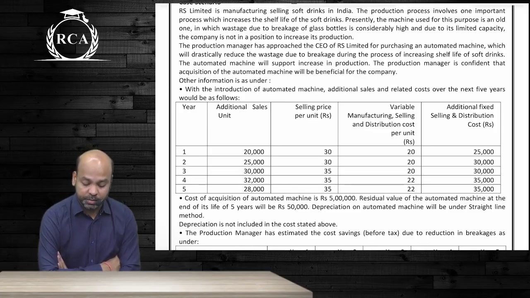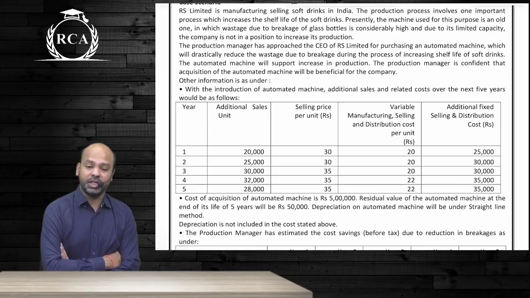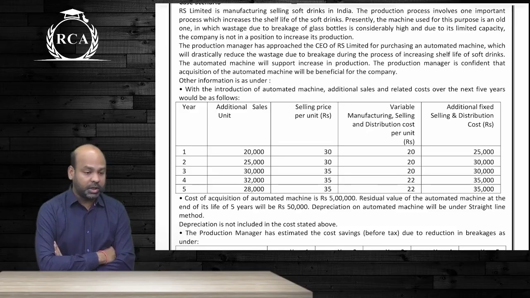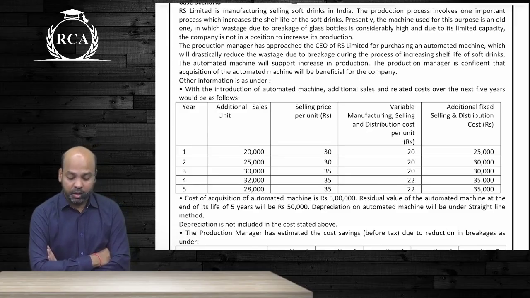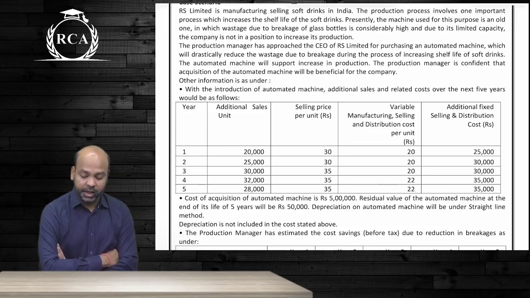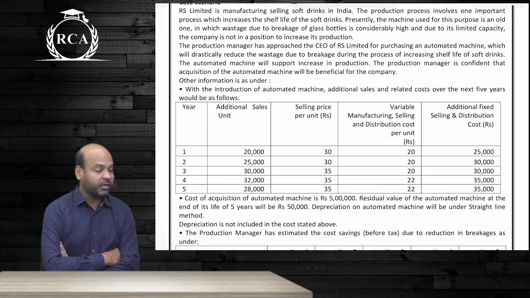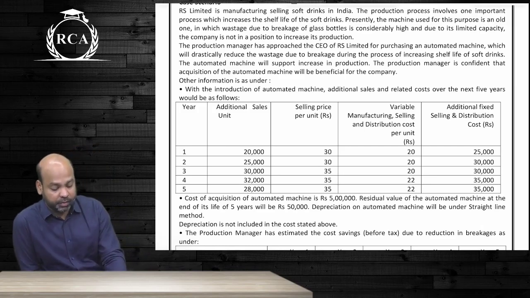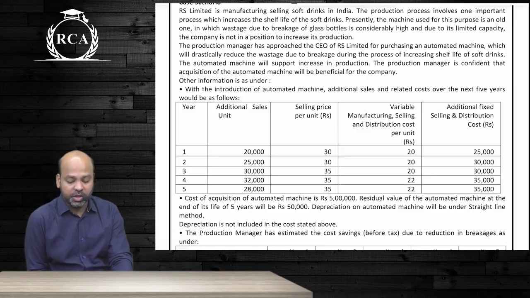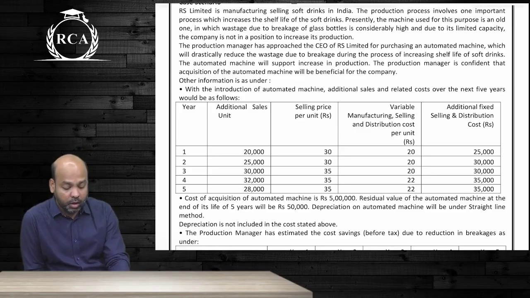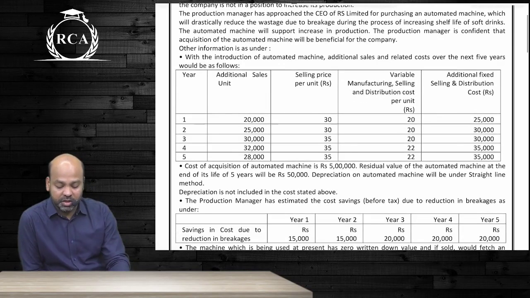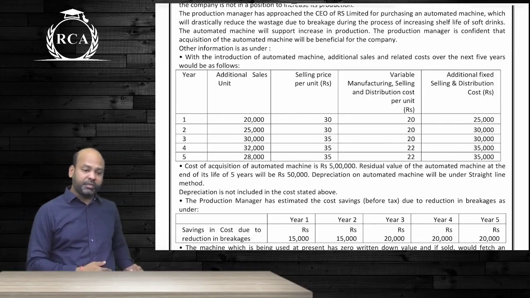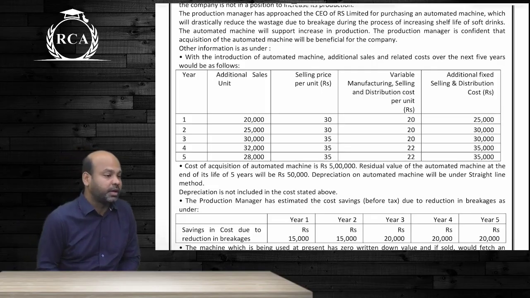The production manager has approached the CEO of RS Limited for purchasing an automated machine, which will drastically reduce the wastage due to breakage during the process of increasing the shelf life of soft drinks. So you have realized that this is a question of capital budgeting, investment decisions, guys. The automated machine will support increase in production. Production manager is confident that the acquisition of the automated machine will be beneficial for the company. With the introduction of automated machine, additional sales and related costs over the next 5 years are as follows. We all know, guys, that any replacement decision should always be taken on the basis of incremental cash flows.